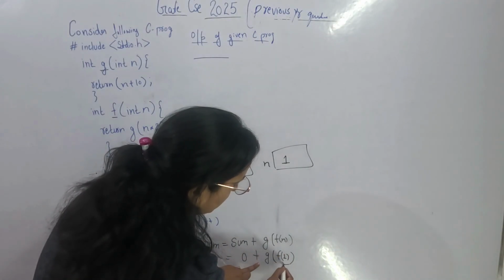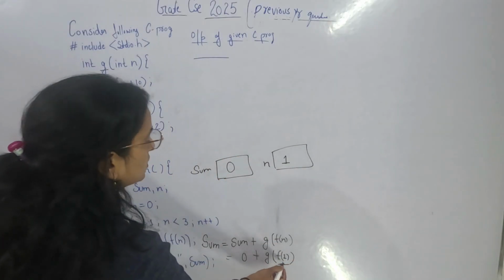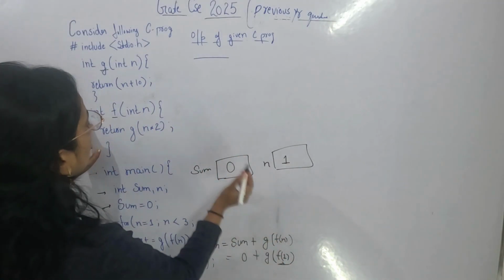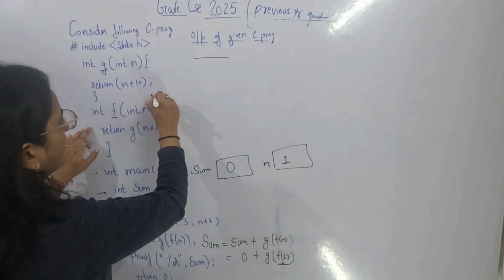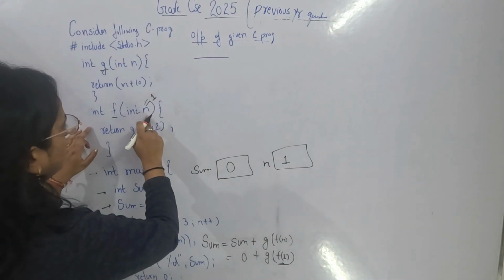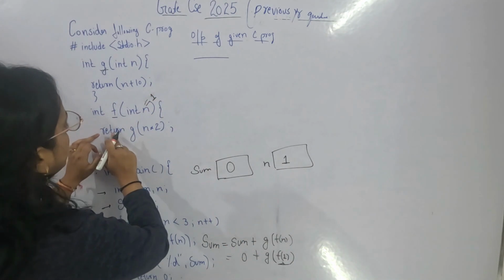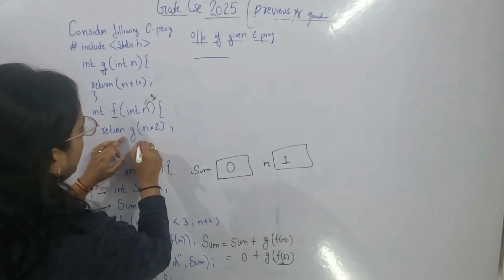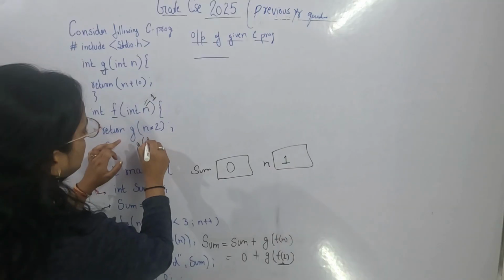First of all, we'll call f of 1. This f of 1 will go to the f function, which is here, and the parameter 1 is passed here for the n value. So now n is 1. Now this is f of 1. Then what is it returning? It returns g of n cross 2. So n is 1, that gives g of 2.